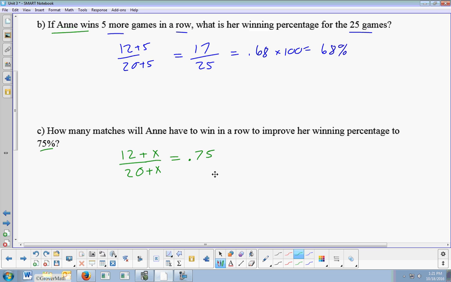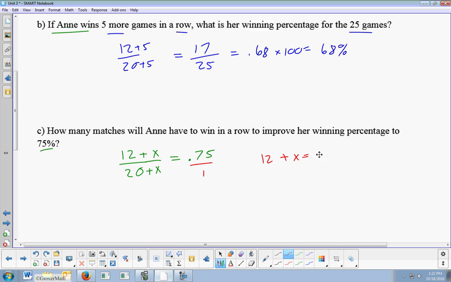And we could solve this. This is a proportion. You can turn 0.75 into a fraction, or you can leave it 0.75 and cross multiply in decimal form if you'd like. A little cross multiplying here. Let's just put that over 1. 12 plus x equals 0.75 times 20.